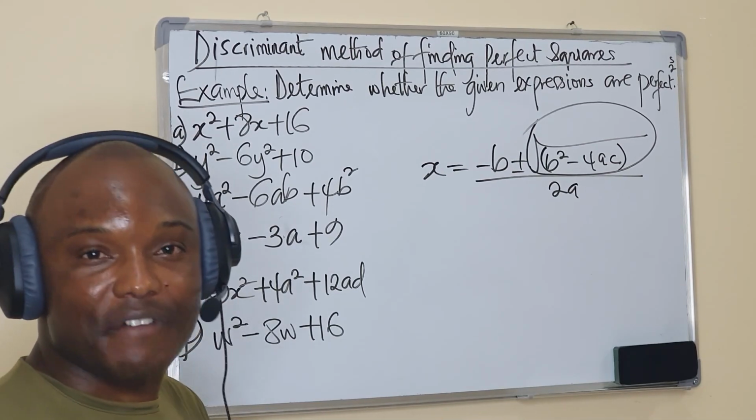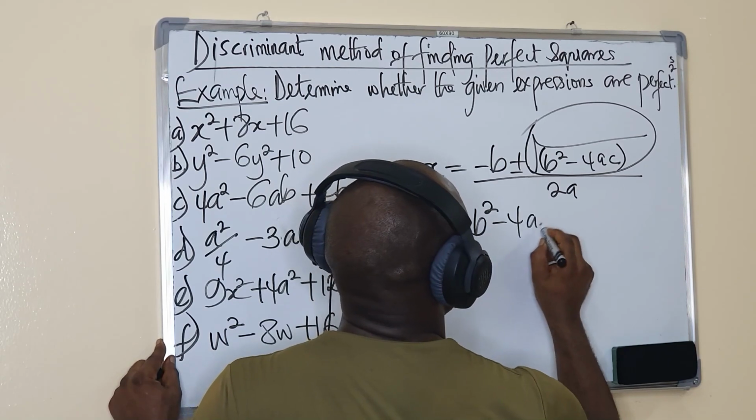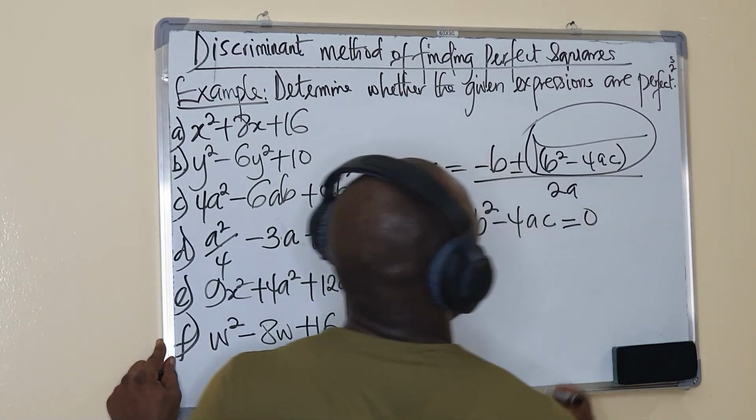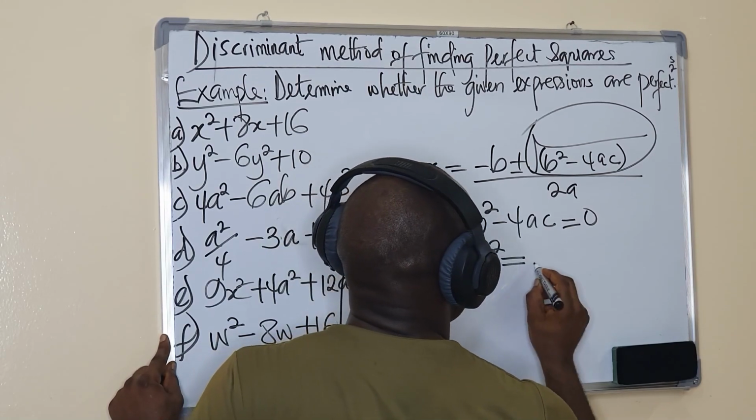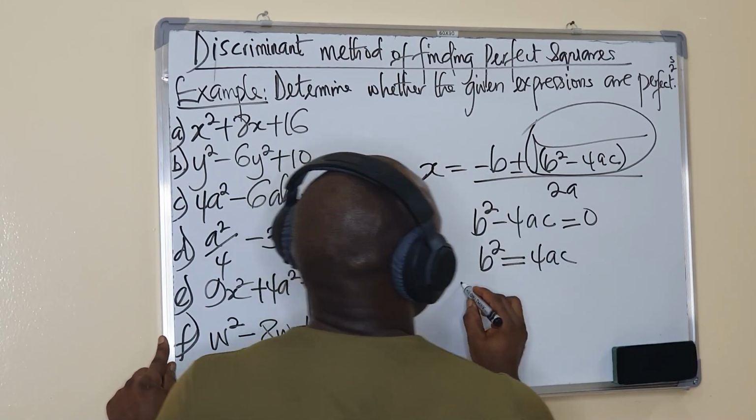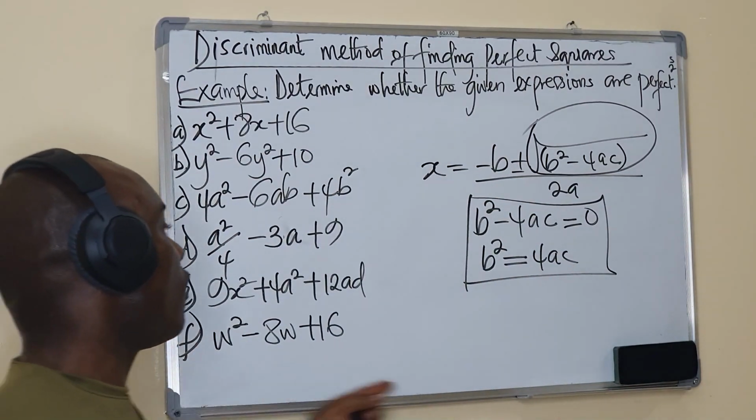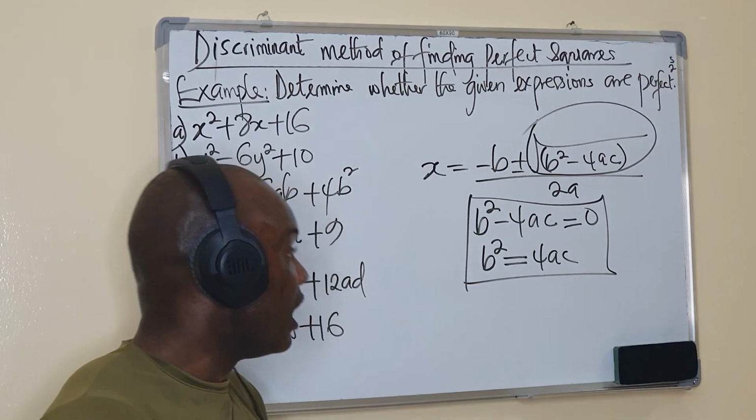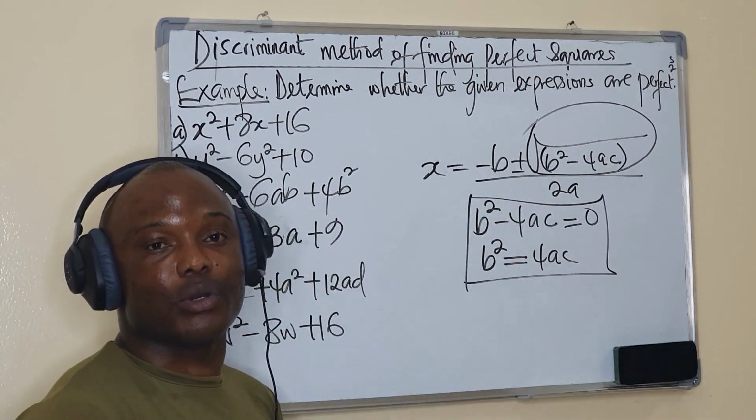This is a formula method. For us to have a perfect square, the discriminant b squared minus 4ac must be equal to 0. Or you can write it as b squared must be equal to 4ac. Whichever way, b squared minus 4ac equal to 0 or b squared equal 4ac, any expression that can stand this test is a perfect square.